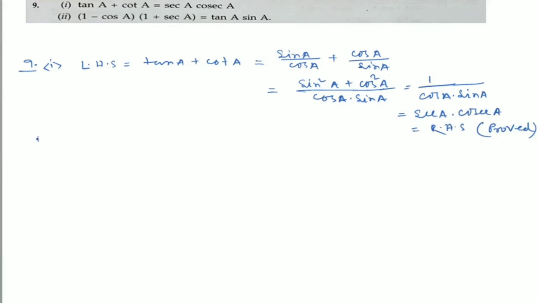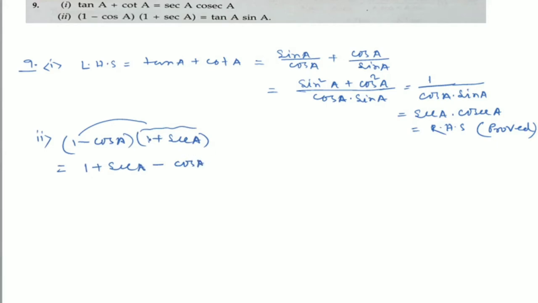Okay, next one is (1 minus cos A) into (1 plus sec A). We have to prove it will be tan A into sin A. Okay, 1 minus cos A, we can write it as 1 into, at first I will multiply 1 into 1 plus sec A. So it will be 1 plus sec A. Next, cos A into 1, so it will be minus cos A, and then sec A into cos A, these are reciprocal, so it will be minus 1. Here 1 minus 1 will be crossed out.